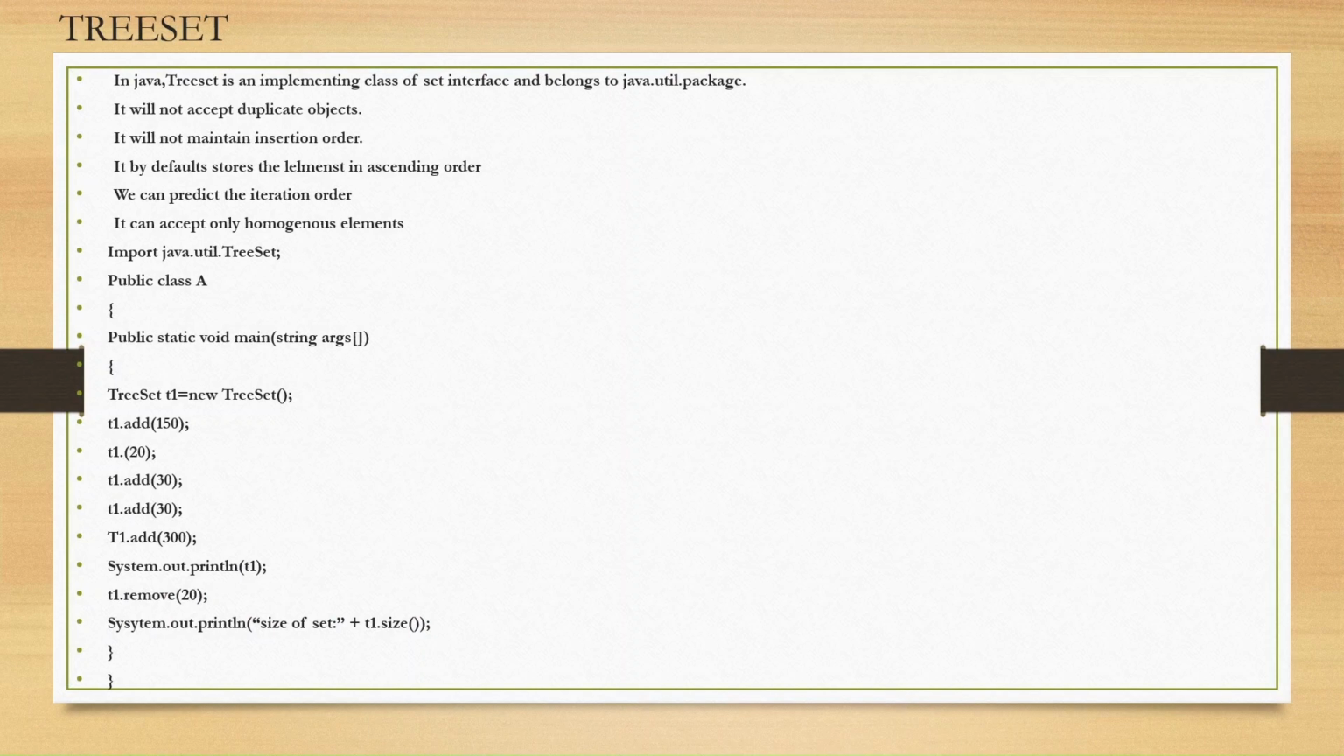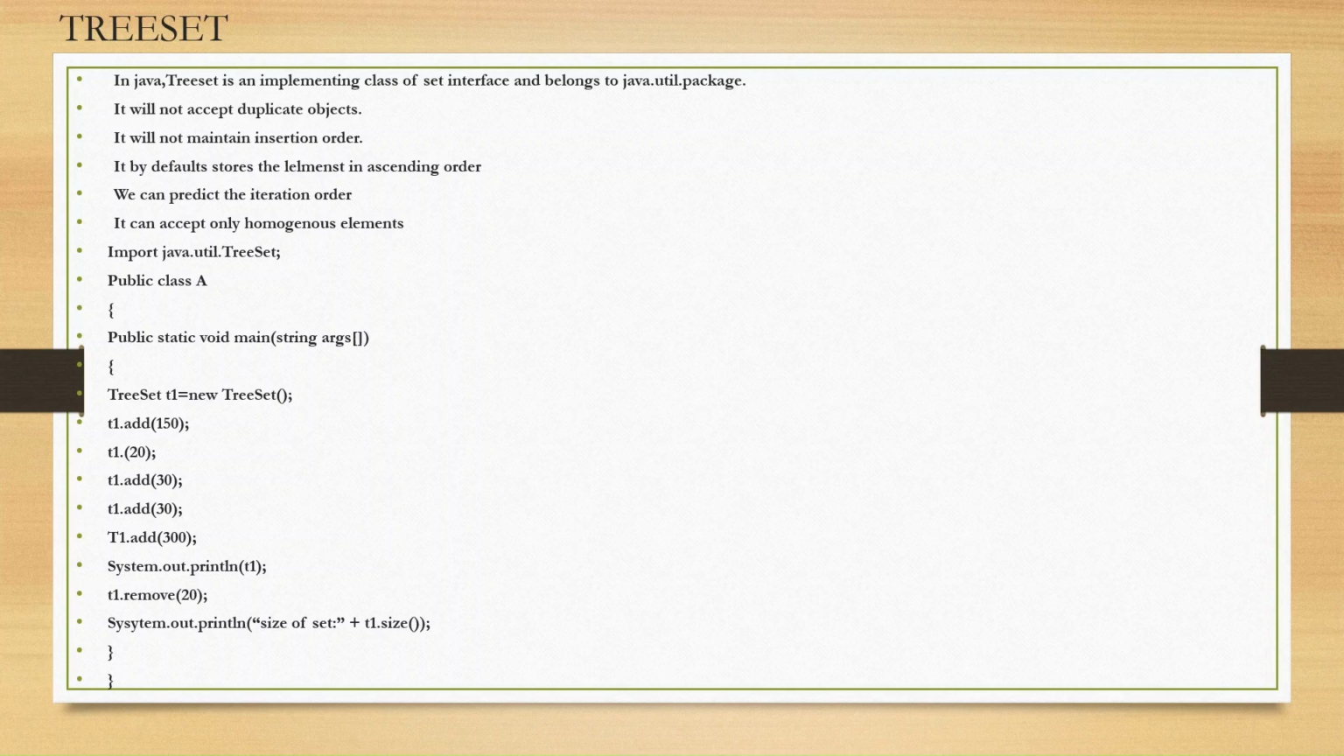TreeSet. So in Java, TreeSet is an implementation class of the Set interface, and it belongs to the java.util package, and it will not accept any kind of duplicate objects. It will not maintain insertion order, and it is by default storing the elements in ascending order. And we can predict the iteration order as it is in ascending order.